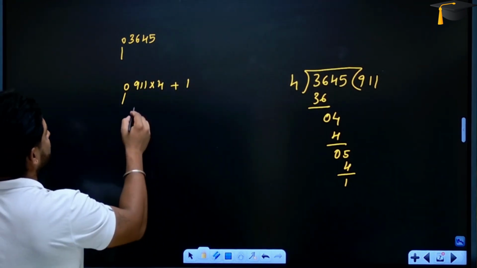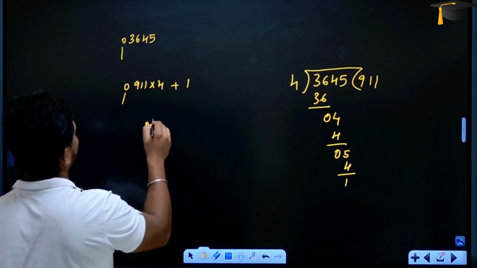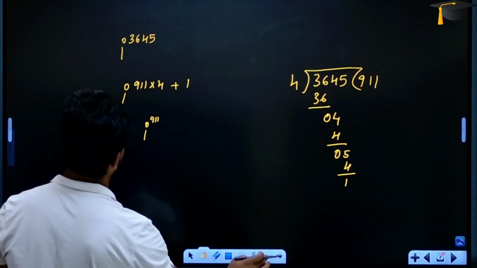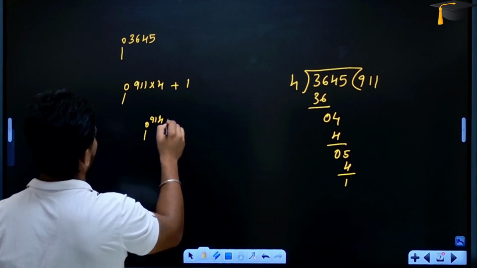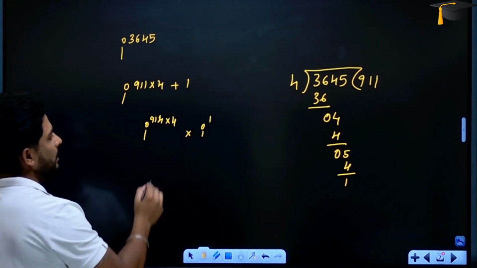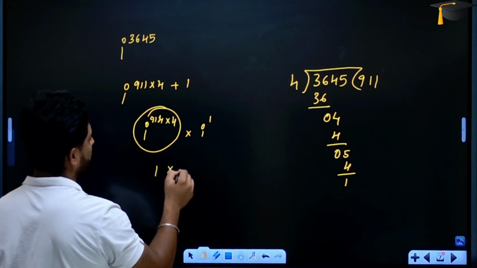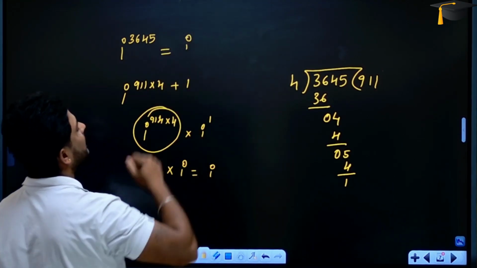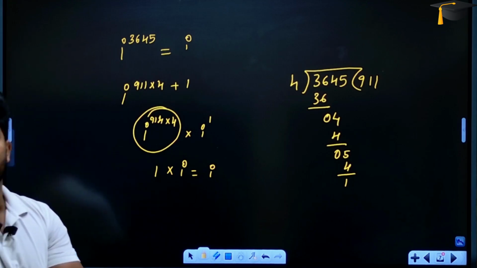Okay, so this is I to the power 911 into 4 into I to the power 1. So this value will be 1 into I, so this is nothing but I, kids. So this value is I. If you divide like this, that's enough, and we will get the complete answer out of it.